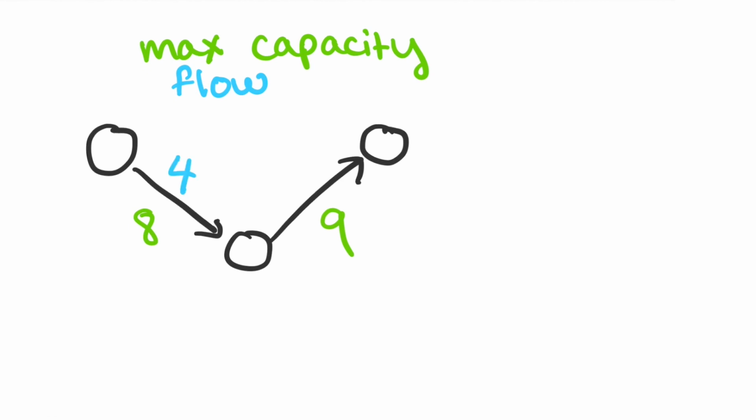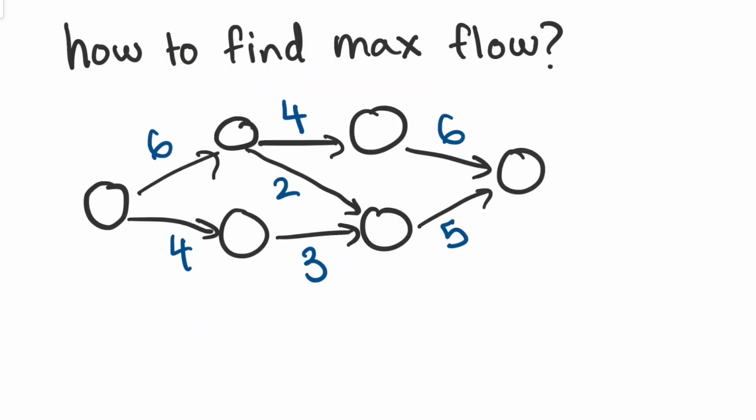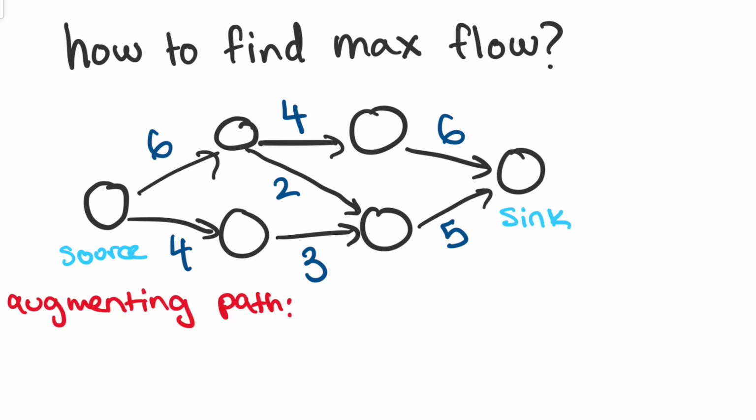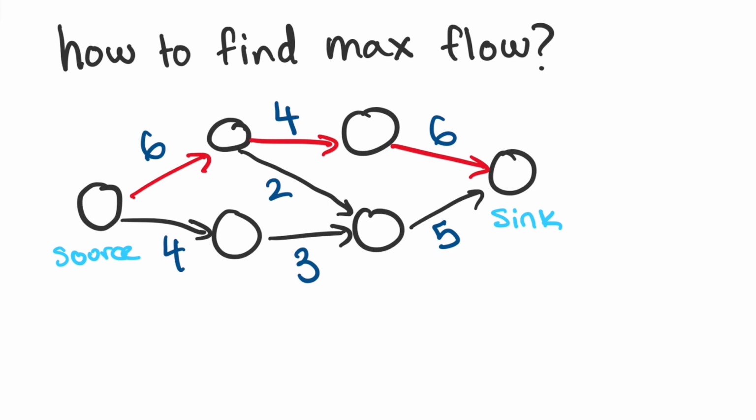What you're flowing in always has to equal what you're flowing out, but make sure the flow that you're flowing is always less than the max amount. So given a pipe network, how do we find the maximum flow? We call the start the source, the end the sink, and between internal nodes, we want to find augmenting paths with a simple definition. Augmenting paths are paths from source to sink, start to destination. Here's an augmenting path that fits the given specification.